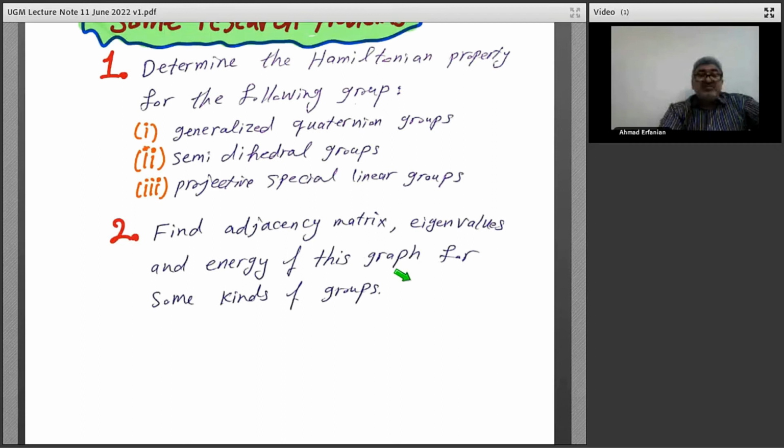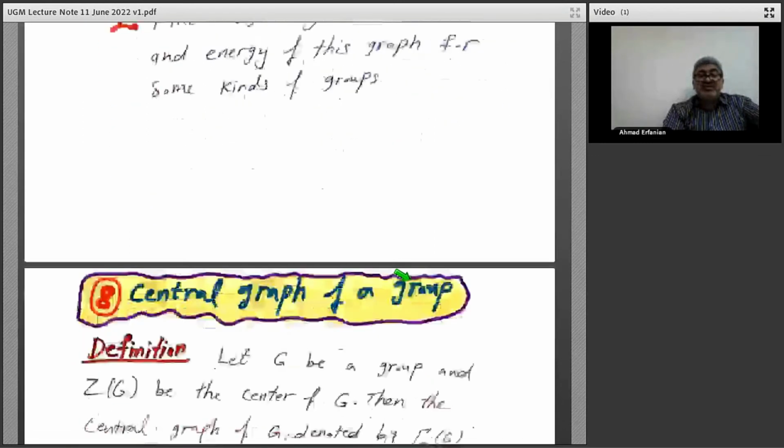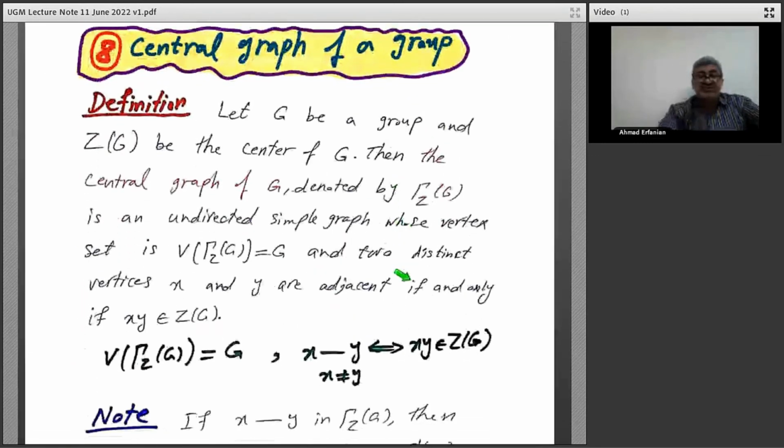And the second problem: find the adjacency matrix, eigenvalues, and energy of this graph for some kinds of groups. In the next lecture, I will introduce some matrices associated to a graph like the adjacency matrix and so on.